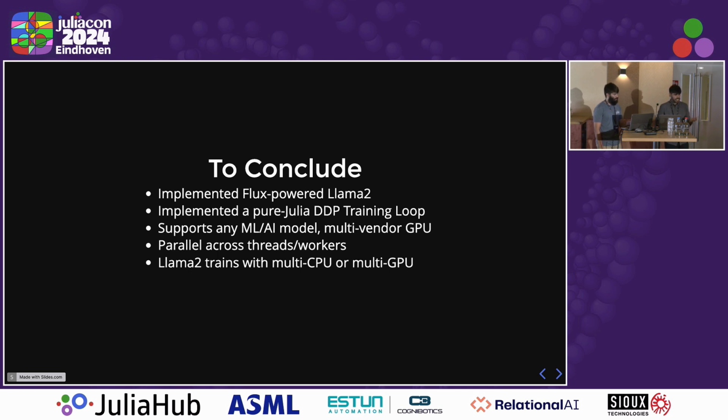So to conclude, basically what we ended up doing was we have now a Flux-backed Llama 2 implementation, which means that it is doing things a little bit out of place, but more or less is able to compose well with downstream packages that also allow usage of Flux models or just functions in general.